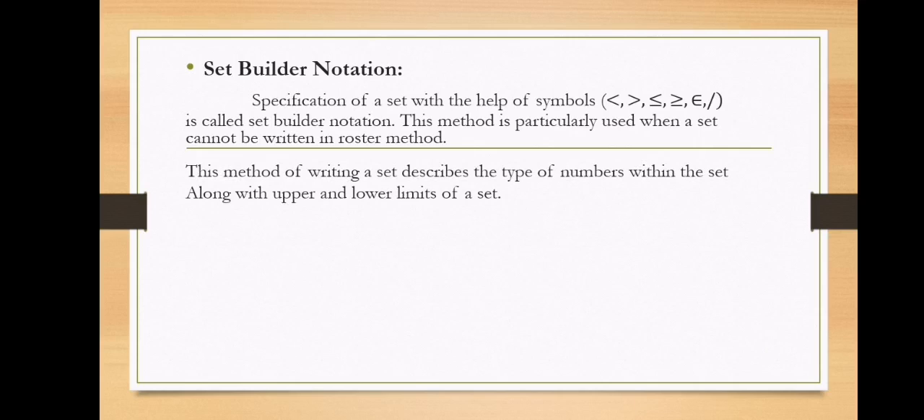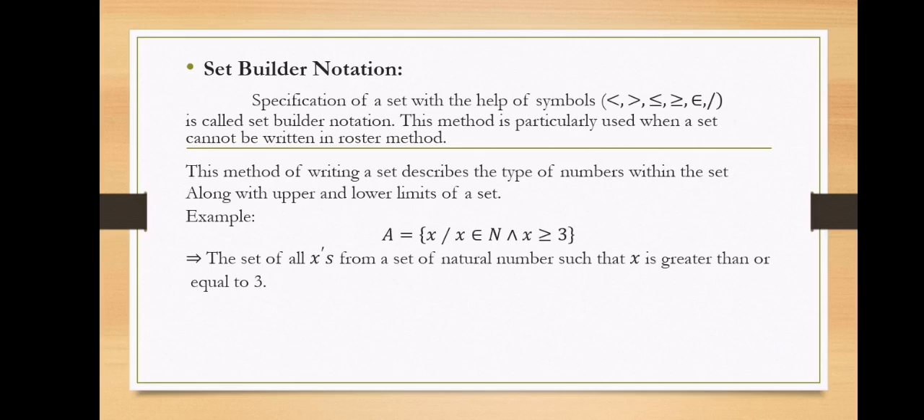This method of writing a set describes the types of numbers within the set along with the upper and lower limit of the set. If the set is finite, then this method also describes the upper and lower limit, that is, the number from which it is starting and the number at which it is ending. An example is A = {x such that x belongs to the set of natural numbers and x is greater than or equal to 3}. Here it is giving us the starting point of the set: the set of natural numbers is here, but it is starting from 3. That is, the set of all x from the set of natural numbers such that x is greater than or equal to 3. So this is how we write a set by using these three methods which we just discussed.